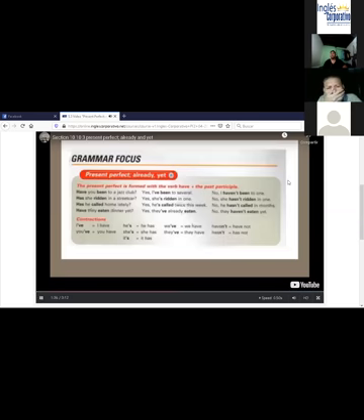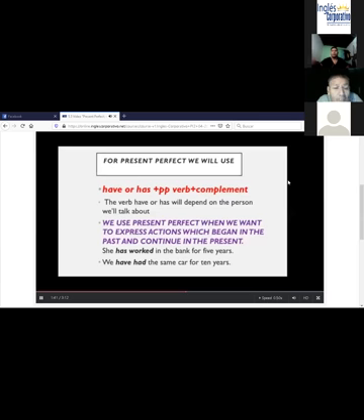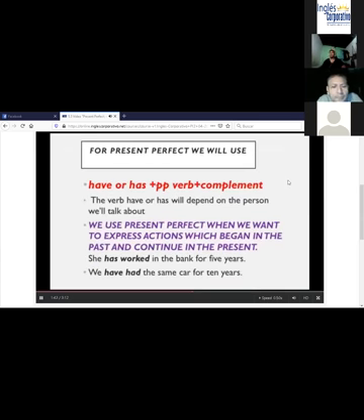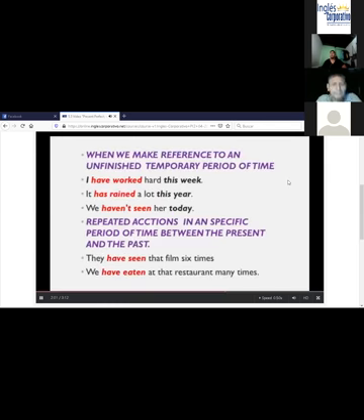Hasn't equals has not. For present perfect, we will use have or has plus past participle verb plus complement. The verb have or has will depend on the person we will talk about. We use present perfect when we want to express actions which began in the past and continue in the present. Example, she has worked in the bank for 5 years. We have had the same car for 10 years. When we want to make reference to an unfinished temporary period of time, I have worked hard this week. It has rained a lot this year. We haven't seen her today.